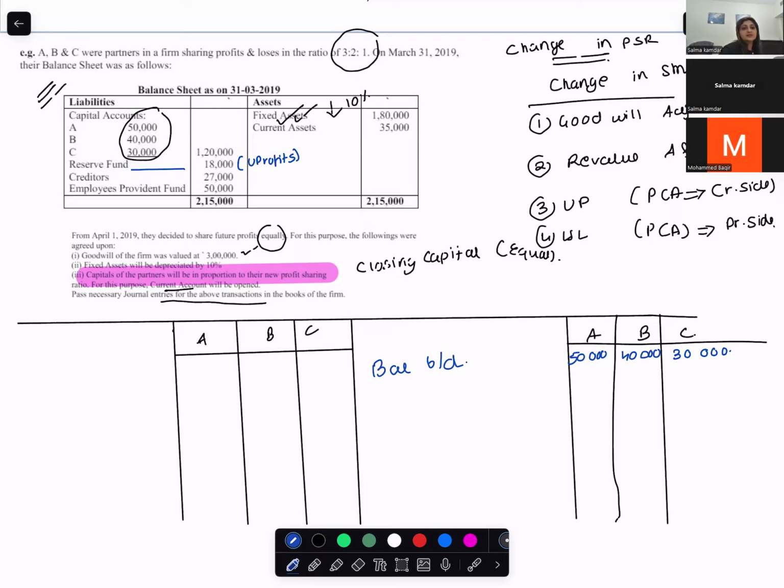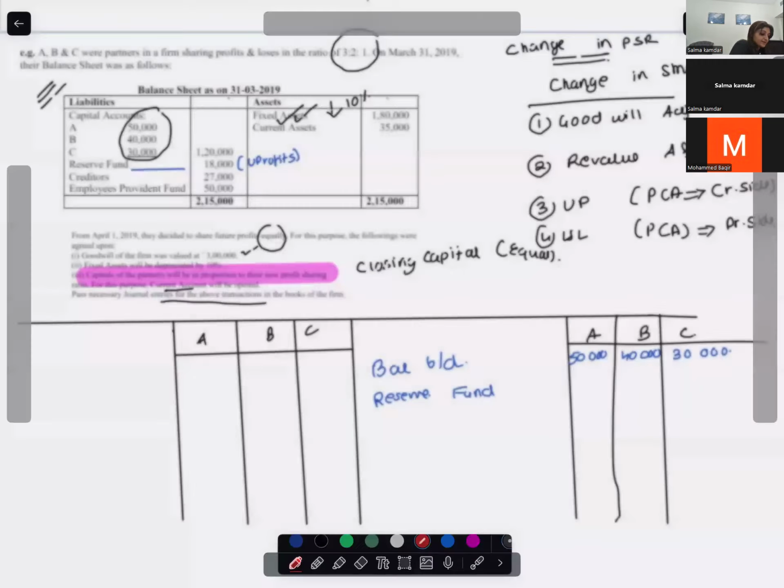Reserve fund account debit to partners' capital account. That's the journal entry. So the reserve fund will be debited to partners' capital account. This is your first journal entry that I am passing.